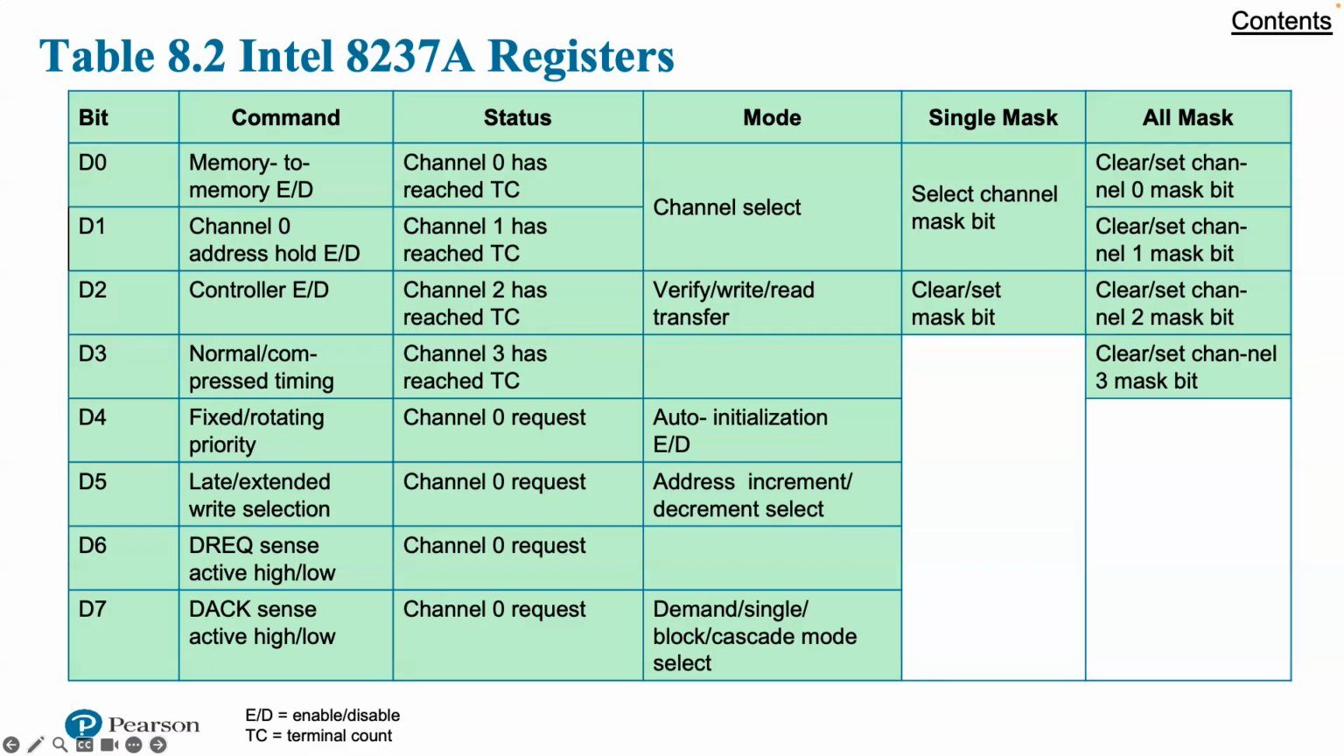Finally, we have the all mask. This register is similar to the single mask register, except that all 4 channels can be masked or unmasked with one write operation. In addition, the 8237A has 8 data registers, 1 memory address register, and 1 count register for each channel. The processor sets these registers to indicate the location and size of the memory to be affected by the transfers.